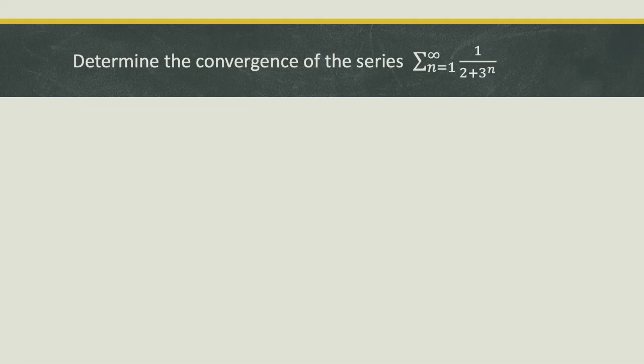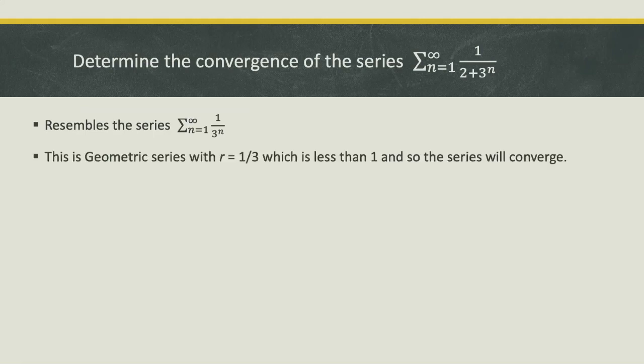So maybe one that comes to mind for this that we can compare to is the summation as n goes 1 to infinity of 1 over 3 to the n. If you think about this, this can be rewritten as 1 over 3, the quantity to the n, thereby making it a geometric series with r equal to 1/3, which of course is less than 1. So we know that that geometric series is going to converge.